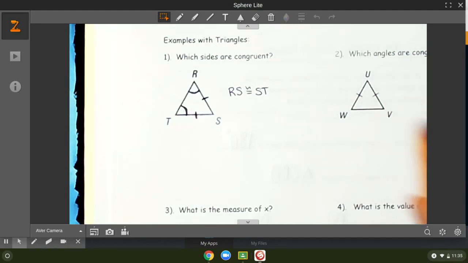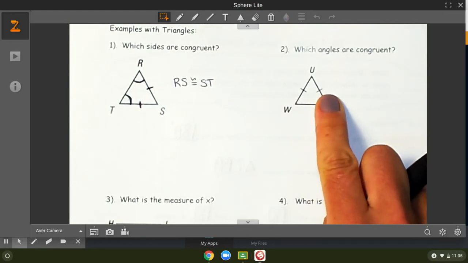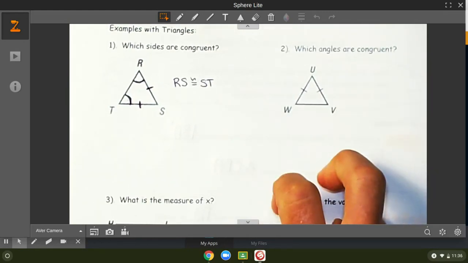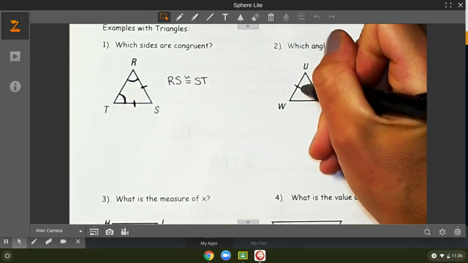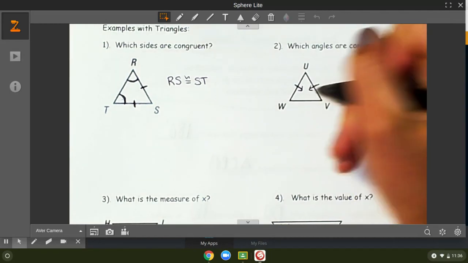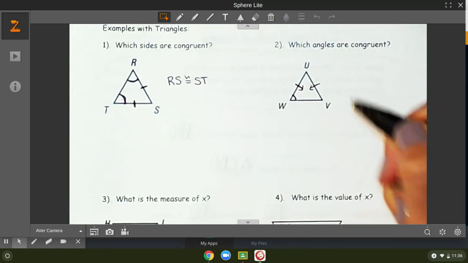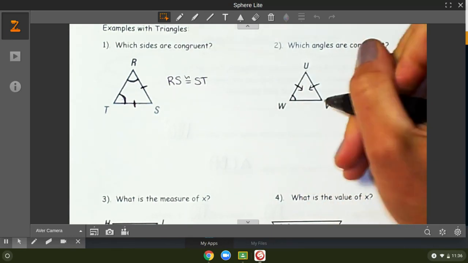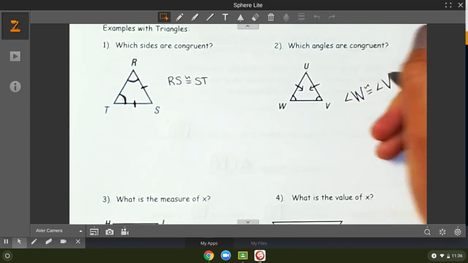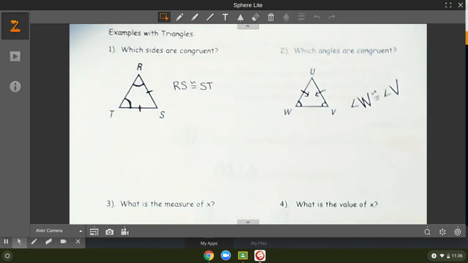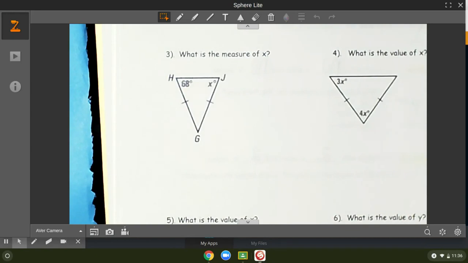All right, next up, number 2. Which angles are congruent? If we see here, we have 2 sides marked congruent. If we have 2 equal sides, it's isosceles: 2 equal sides, 2 equal angles. Which angles are going to be equal? Well, the 2 equal sides point to your 2 equal angles. So opposite WV is angle U, and opposite side UW is angle V. So we would say angle W is congruent to angle V. All right, so let's go ahead now and start putting some angle measures into the figure. So example number 3.